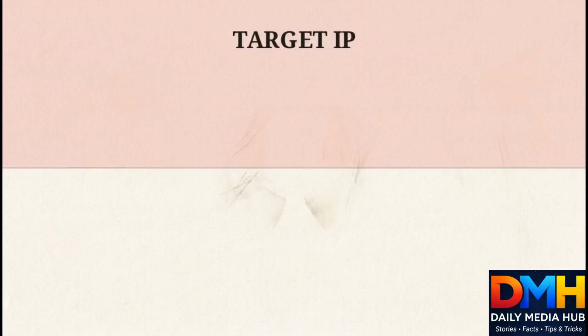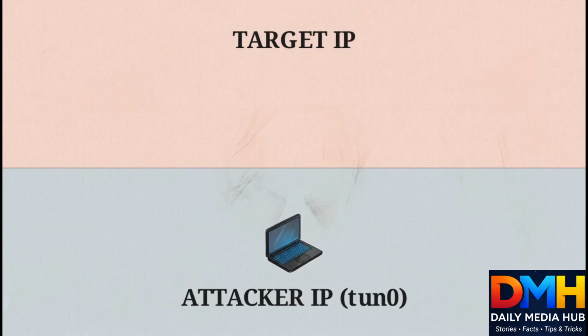Beginners often confuse the target with their own machine. The target IP is the computer you are attacking. Your attacker IP, found next to the label tun0, is the address of the machine you are currently operating. Keep these separate to ensure your tools point in the right direction.